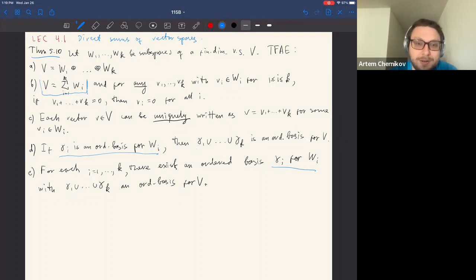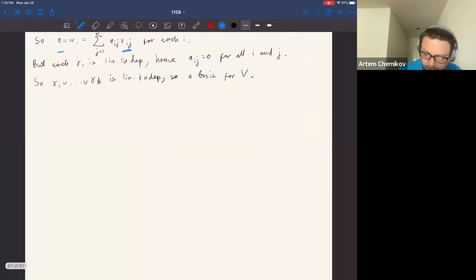Because assume D, so to get E, I just pick any gamma i basis for Wi. By D, we know that the union is a basis for V, right? So this shows that D implies E is immediate, just from the statements of these properties. So D implies E is obvious, okay? E is just a weaker statement than D. All right, so we have shown all these implications.